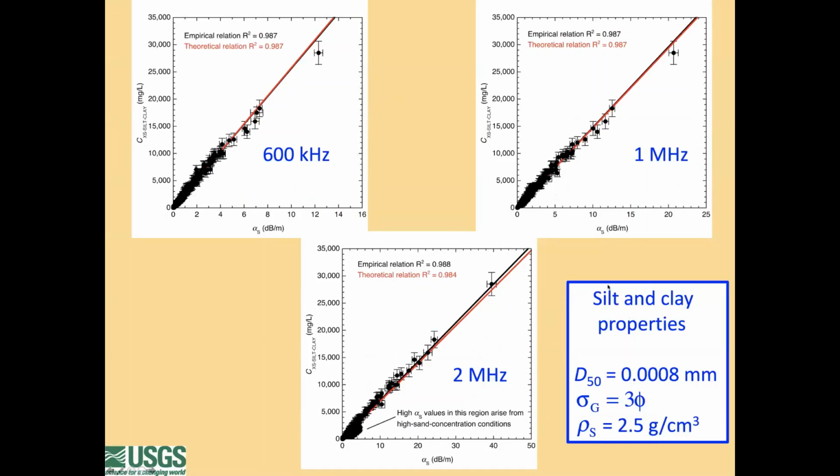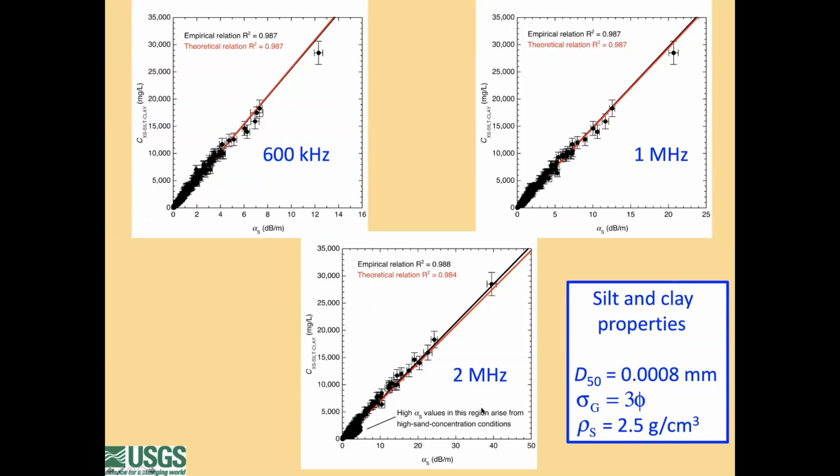And so when you plot this up at different frequencies, this is all at one site in the Colorado River, you have silt and clay concentration going from 0 to 35,000 milligrams per liter in each plot. You can see that you can get really tight regressions forced through the origin, and also from theory here, for this kind of silt and clay grain size distribution and density, which is what the red line is derived from for all of these.